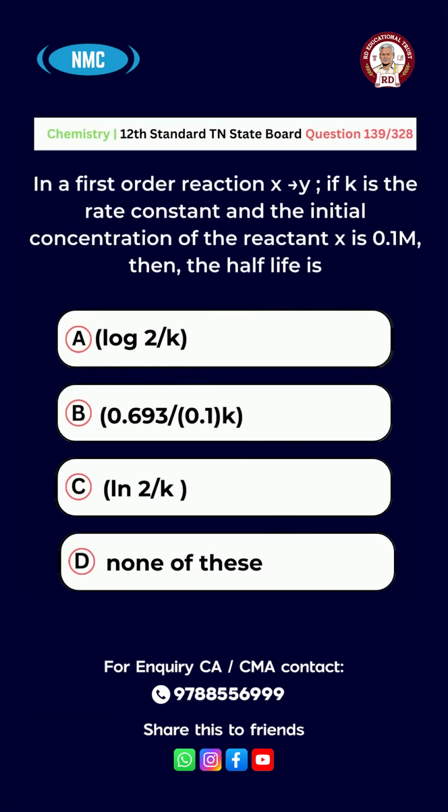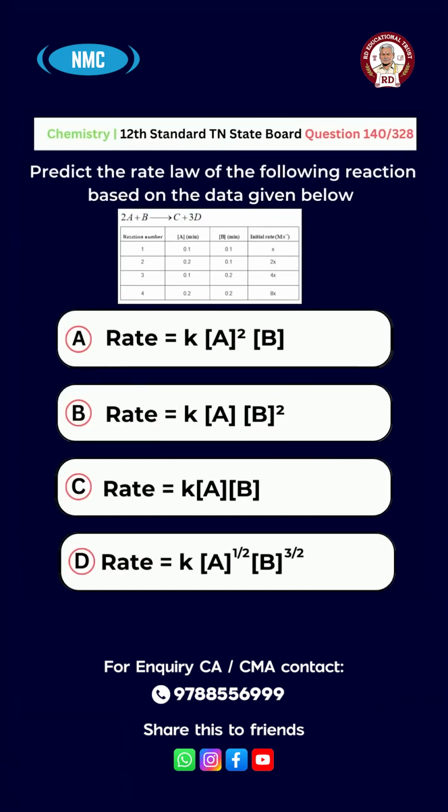Question number 139. In a first order reaction, X gives Y. If K is the rate constant and the initial concentration of the reactant X is 0.1 M, then the half-life is option A, log of 2 by K, option B, 0.693 by 0.1 K, option C, log of 2 by K, option D, none of these. The correct option is option B, 0.693 by 0.1 K.